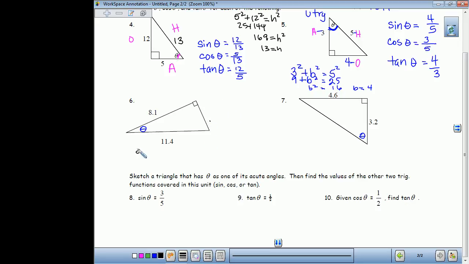So if we were to do Pythagorean theorem, we'd say 8.1 squared plus b squared equals 11.4 squared. So when we do 11.4 squared, you get 129.96. And then we do 8.1 squared, 65.61. And that's what we do next, is subtract it, which would be 64.35, and then you take the square root. It comes up with a pretty meh number.